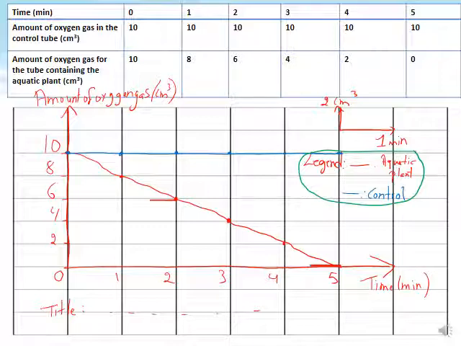So here we draw the graph, we give it the title: graph showing the variation of the amount of oxygen gas in both the control tube and the one containing the aquatic plant as a function of time in minutes. And here we give the scale, so every box here, even though they are not exact, represents 1 centimeter. Every 1 centimeter gives 1 minute on the x-axis, and on the y-axis every 1 centimeter gives 2 centimeter cube. Okay, so here we give it the title, the legend, and the scale for the axes, and this graph shows the two curves.